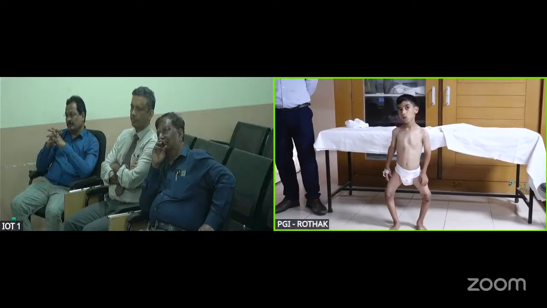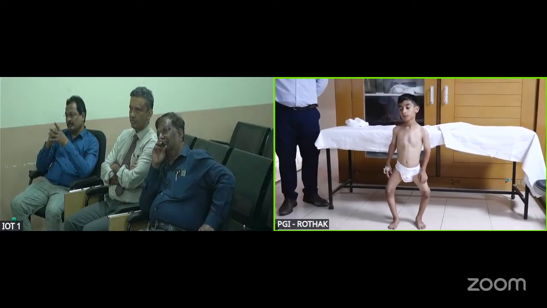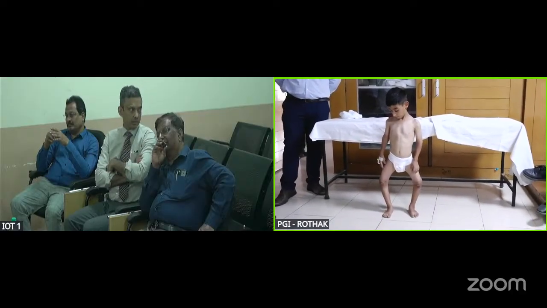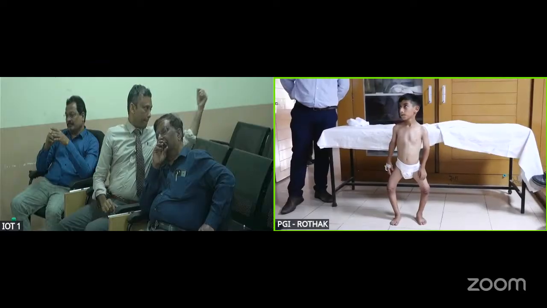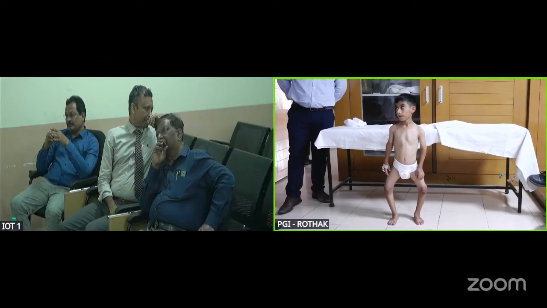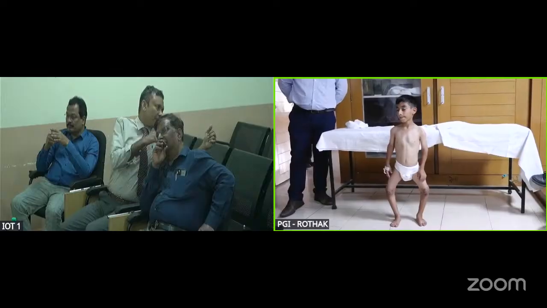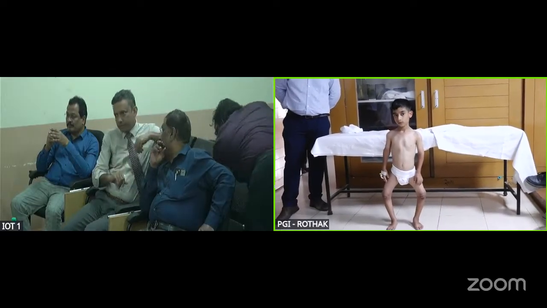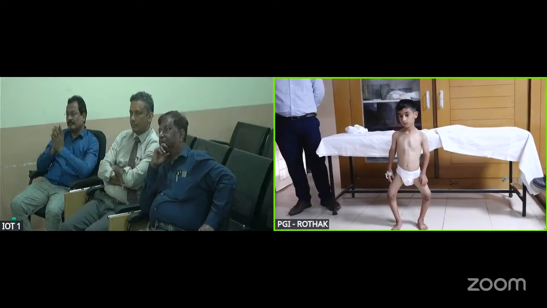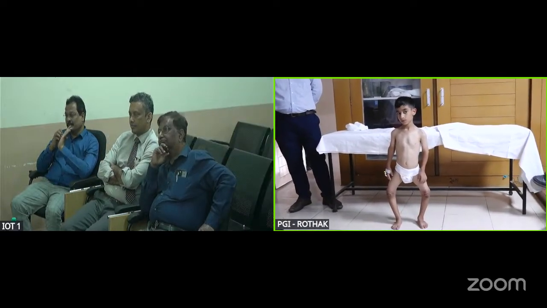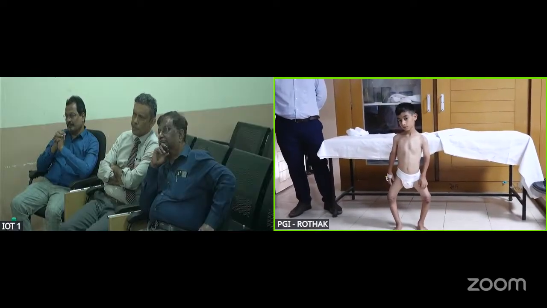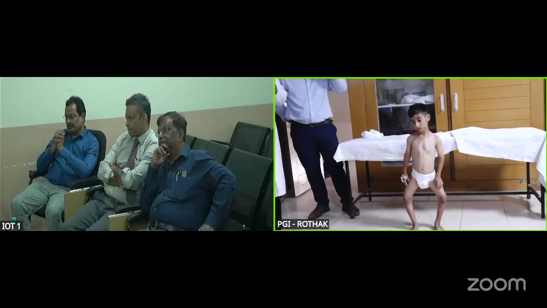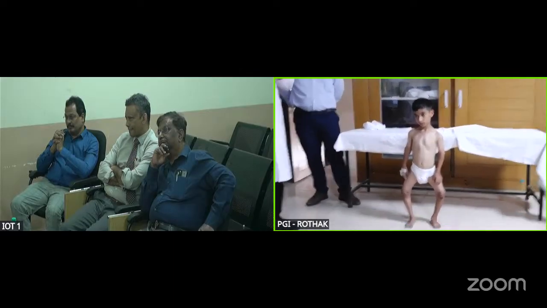Next. Sir, on palpation, there is no local rise in temperature and no joint line tenderness. Sir, there is metaphyseal widening at the knee on both sides. Where did you find the widening? The distal femur and proximal tibia. So the distal femur is widened and the proximal tibia is widened. Yes, sir. They are widened bilaterally, sir.